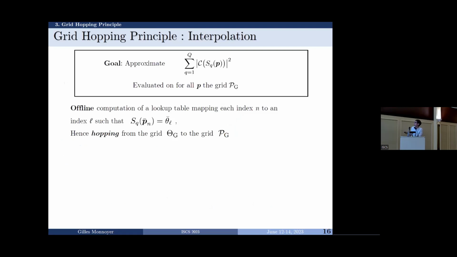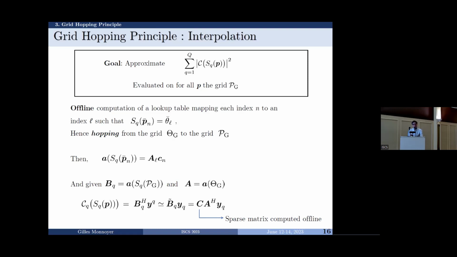And basically, if we come back to our main goal, which is to approximate the global correlation function, what we can do is to first perform an offline computation, which hence does not affect the efficiency of the real-time estimation. This offline computation first is a computation of a lookup table between an index L in the theta grid toward an index N in the P grid. What we want to do is that for each index in the grid of the parameter of interest P, we want to associate an index in the grid of the observed parameter theta. And then from this lookup table, we can also compute, still offline, the interpolation coefficients. And somehow the computation of all the scalar products required for the global correlation function above can be approximated.